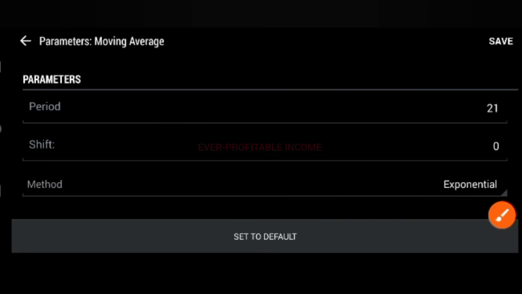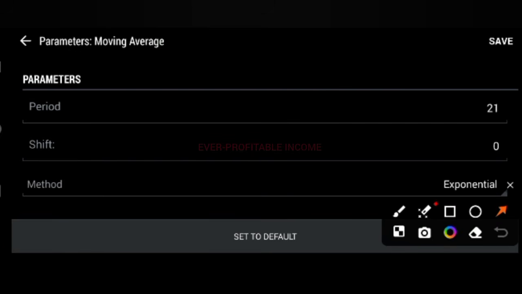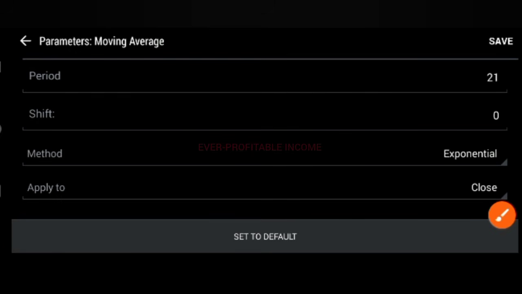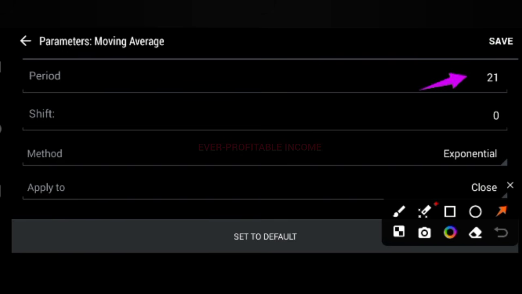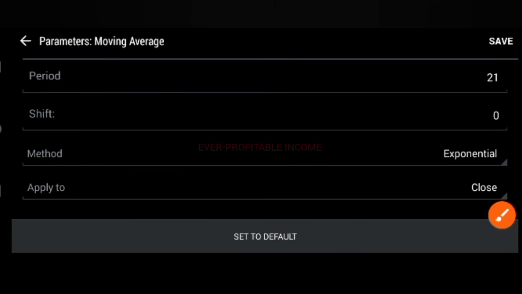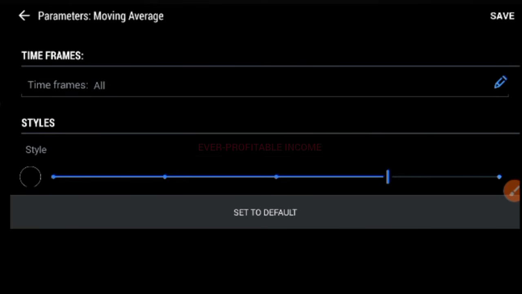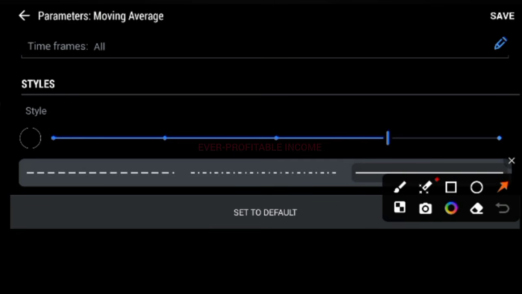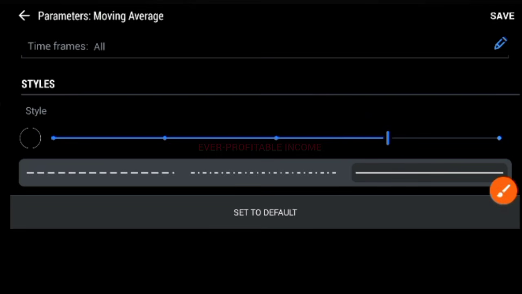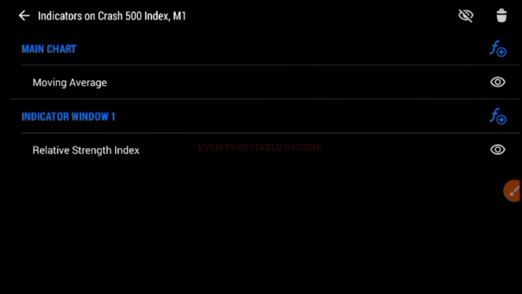Let's check the setting of the moving average. These are the parameters, you can take a screenshot of it. It's period 21, the shift is 0, the method is exponential, and apply to close. There are no levels. You should apply it to all time frames, and use any color of your choice. Make it thick, so it will be very visible on your chart. So that is the setting for the moving average. Thereafter, you click on save. So let's check the setting of the RSI.